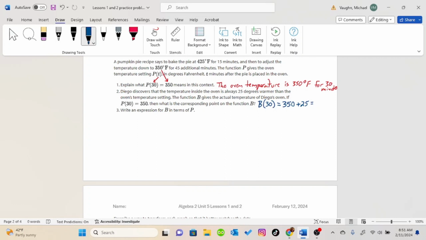So if we add 25 degrees to the original 350 degrees, this tells us B of 30 equals 375.